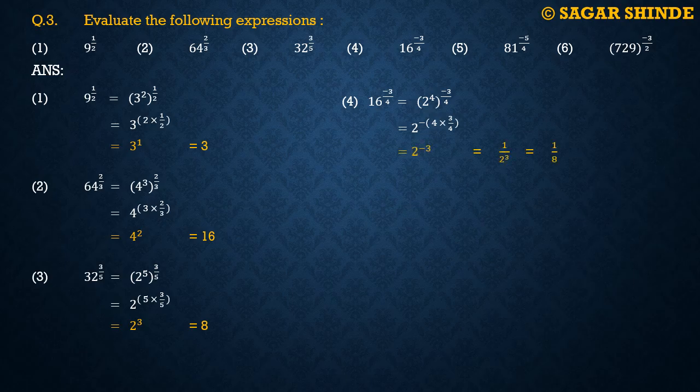Now if you want to simplify the answer further, if there is a negative power and you want to convert that power into positive, we will write it as equal to 1 upon 2 raised to 3 to make the power positive. Now we can calculate that 2 cube is nothing but 8. So the answer of this expression is nothing but 1 upon 8. 2 cube is 8, so 1 upon 8.